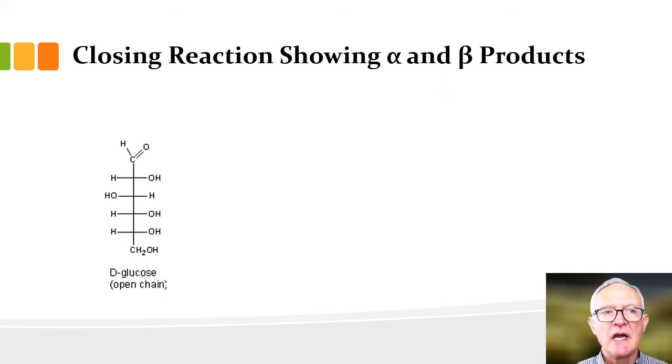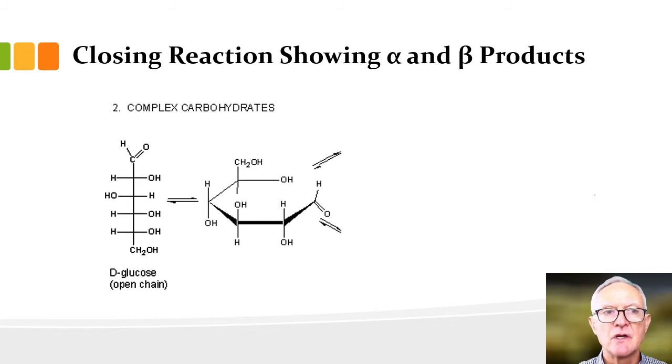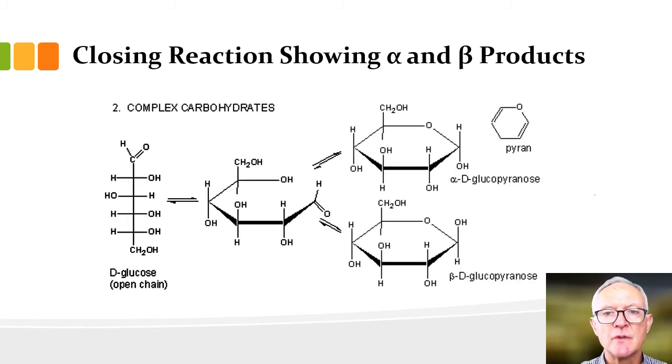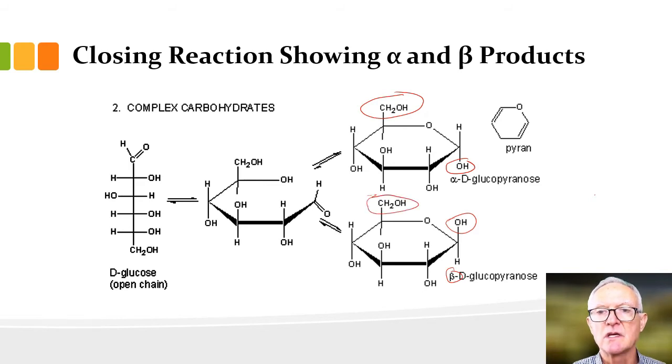Here's another look at the ring closing reaction showing the alpha and beta products both. Here is the straight chain we looked at before. It's bent around, so the carbon 5 hydroxyl is close to the carbonyl. That hydroxyl attacks the carbonyl, and you get either an alpha D-glucopyranose or a beta D-glucopyranose. Alpha results when this hydroxyl is on the opposite side of the ring from carbon 6. Beta results if the hydroxyl is on the same side of the ring as carbon 6.